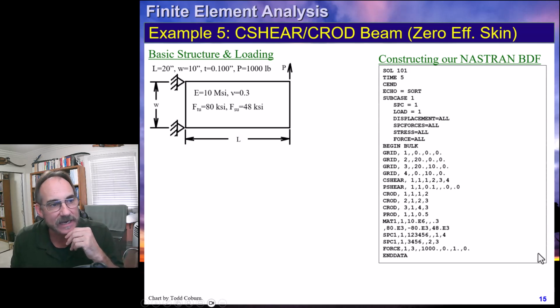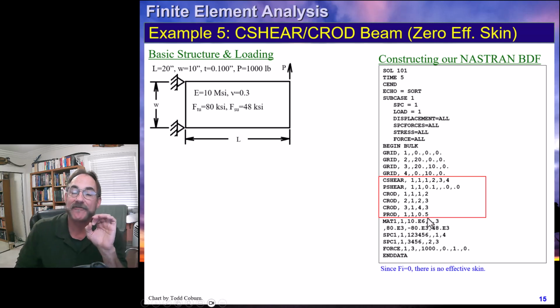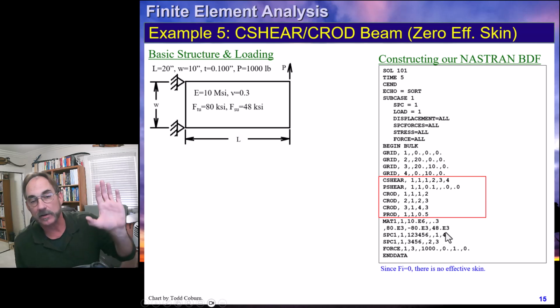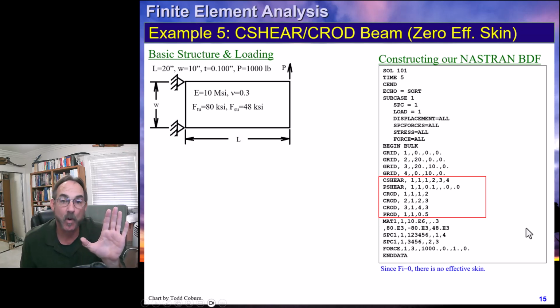Our model is going to look identical, except for our Fs. If you look here, you notice that under the C-shear panel, we now have made F1 and F2 equal to 0. That means no effective width of skin. We still have our rods, but now we're giving them a full 1/2 inch area, which will perfectly match what we did with no C-rods in example 1, and what we did with example 4, where we had a C-rod that had most of the area and 1% of the area came from the effective width of skins.